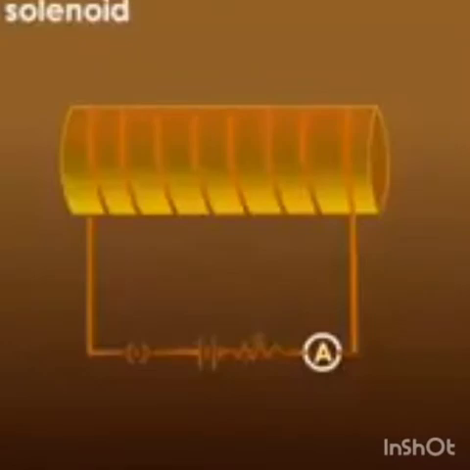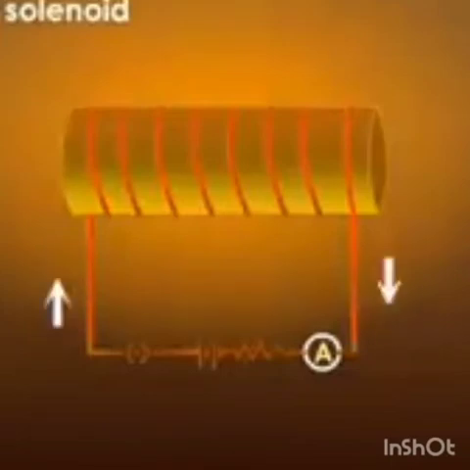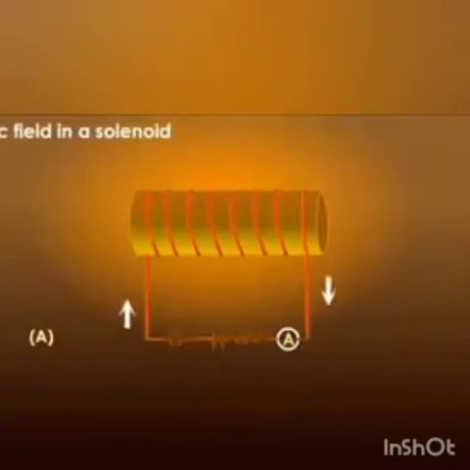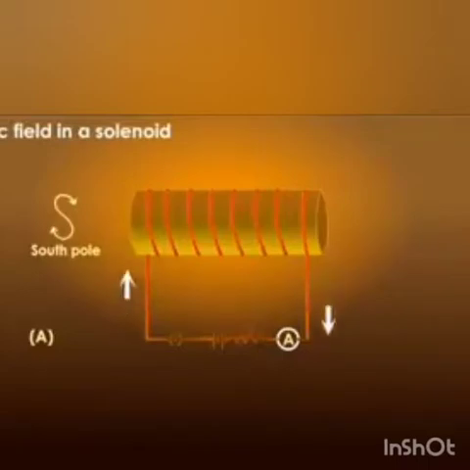Okay, then look at the figure of a solenoid. When an electric current is made to flow through it, each turn of the coil behaves like a magnet, isn't it? In figure A, current is flowing in the coil in the clockwise direction. So the left-hand side of each turn of the coil acts as a south pole, whereas the right-hand side of each turn of the coil acts as a north pole.